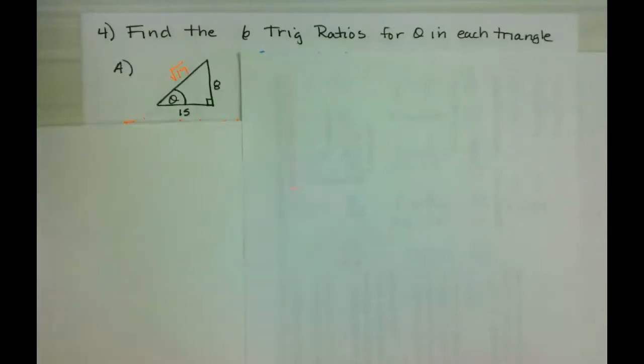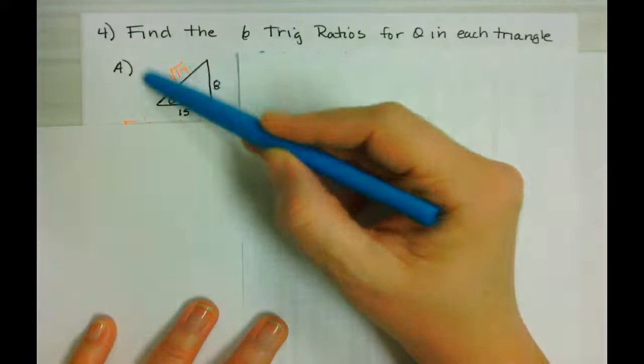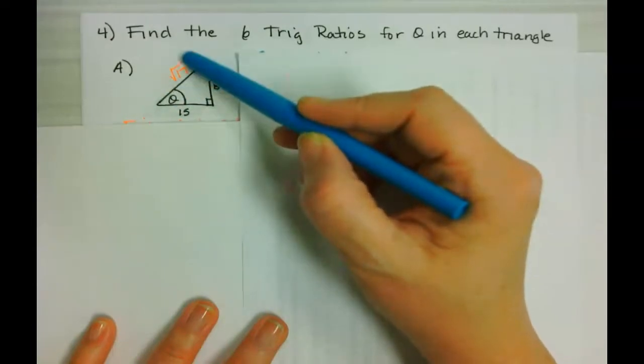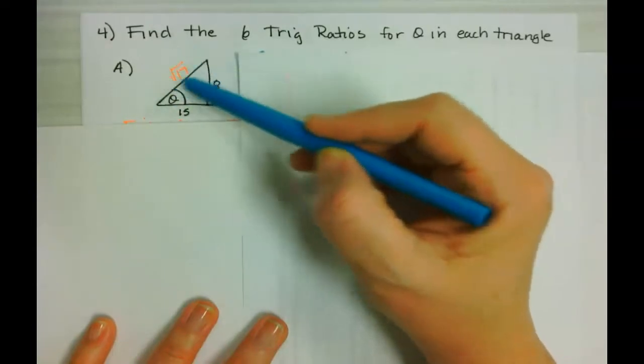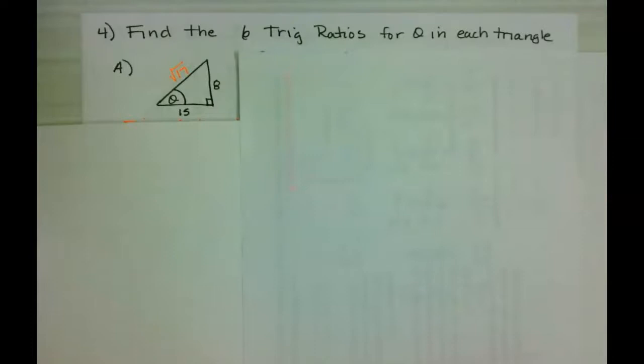For question 4, we are given information about a triangle. We're given the triangle here with a side 15, a side 8, and theta, but we were not given the hypotenuse. So before we can do all the trig ratios, we have to know the length of the hypotenuse. How do you find the length of the hypotenuse? Well, you use the Pythagorean theorem.